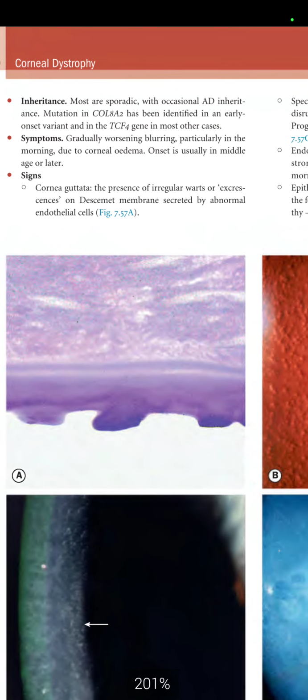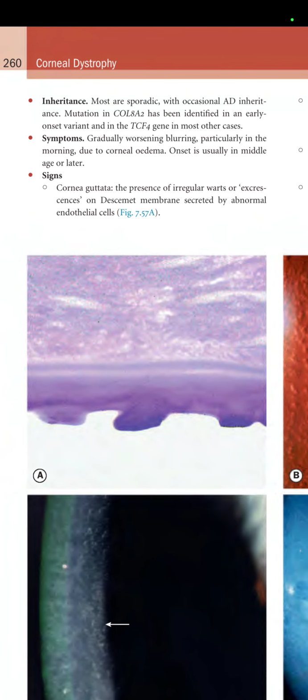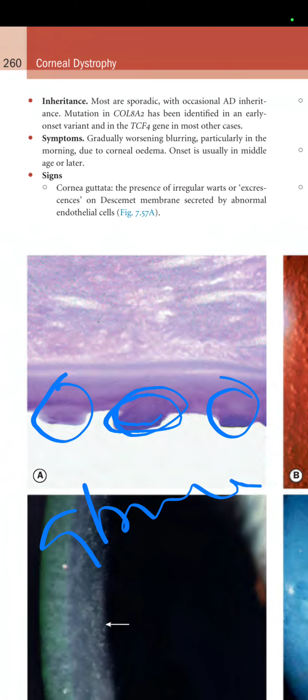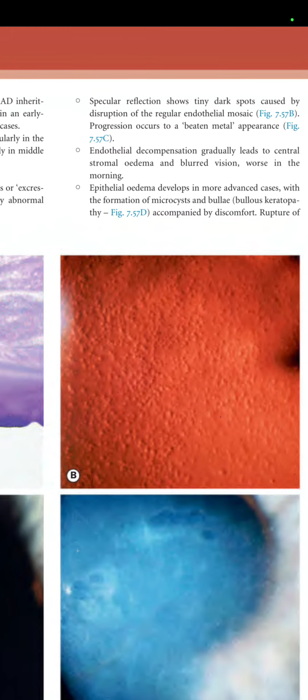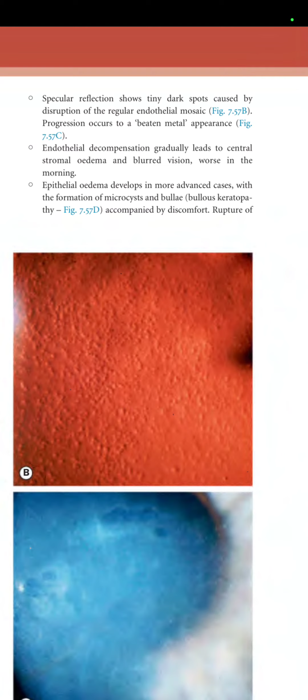So what are the signs? Signs are corneal guttata, the presence of irregular warts or excrescences on the Descemet membrane secreted by the abnormal endothelial cells. So there will be abnormal endothelial cells that will be secreting some excrescences, and you can see a wart-like shape in the endothelium. So these are the corneal guttata. Specular reflection shows tiny dark spots caused by the disruption of the endothelial mosaic. So progression occurs to the beaten metal appearance. So when you beat the metal, the appearance is just like that.